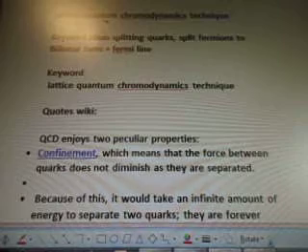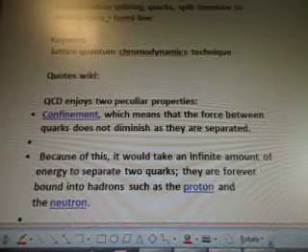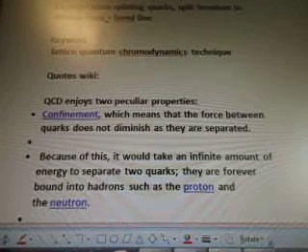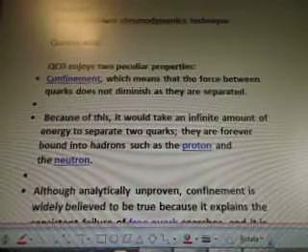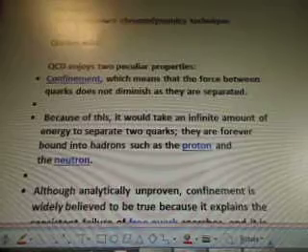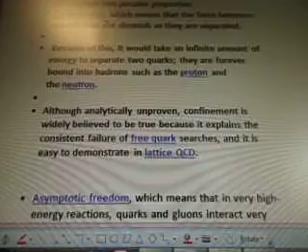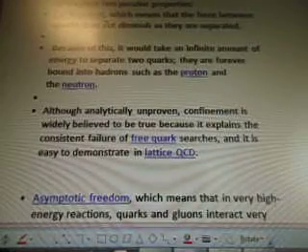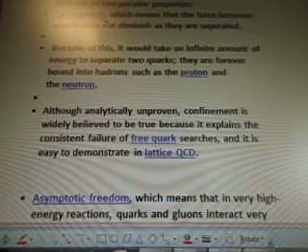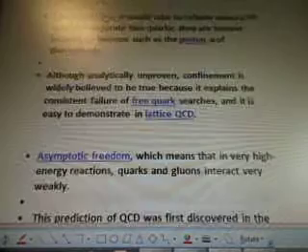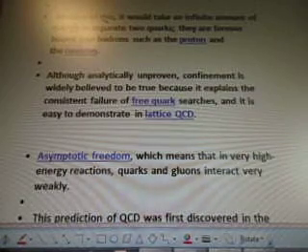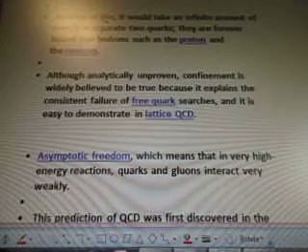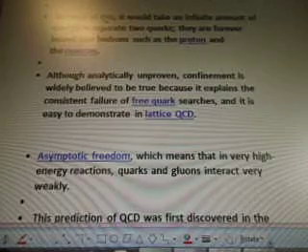QCD enjoys two peculiar properties. Confinement, which means that the force between the quarks does not diminish as they are separated. Because of this, it would take an infinite amount of energy to separate two quarks. They are forever bound into hadrons such as the proton and the neutron. Although analytically unproven, confinement is widely believed to be true because it explains the consistent failure of free quark searches, and it is easy to demonstrate in lattice QCD.